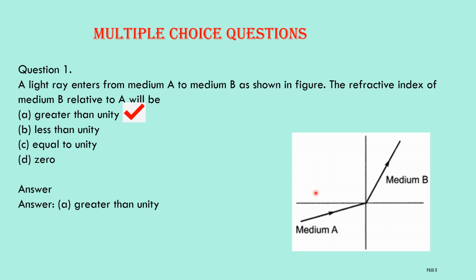You know, when a light ray enters from one medium to another, because of the difference in refractive index, the light ray will get refracted. Here they are asking whether the refractive index of B compared to A is greater than, less than, equal to, or 0. The correct option is that the refractive index of B is greater than unity compared to the refractive index of A.